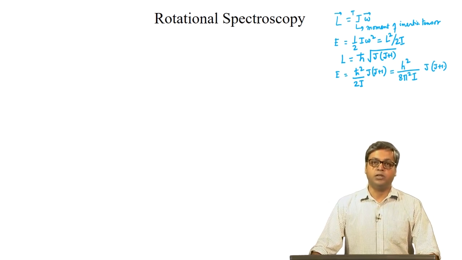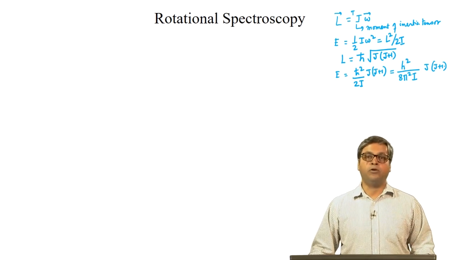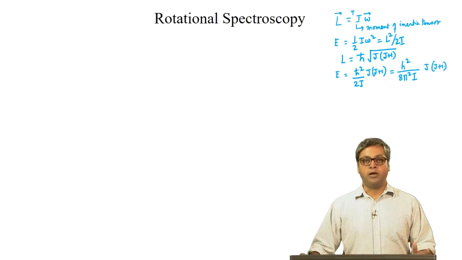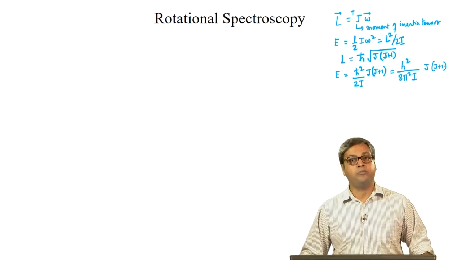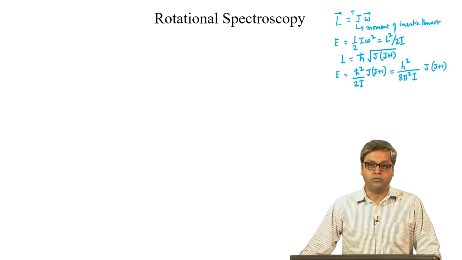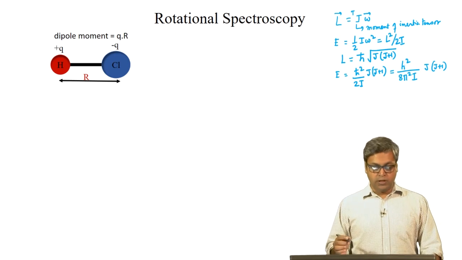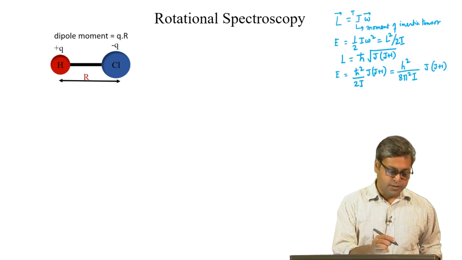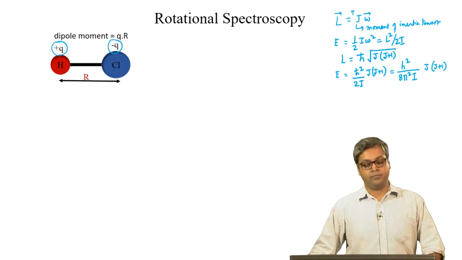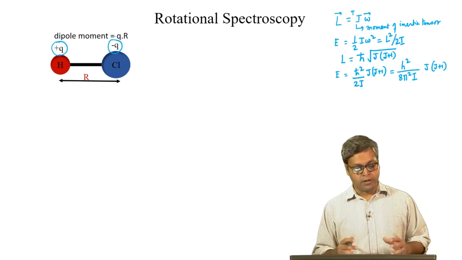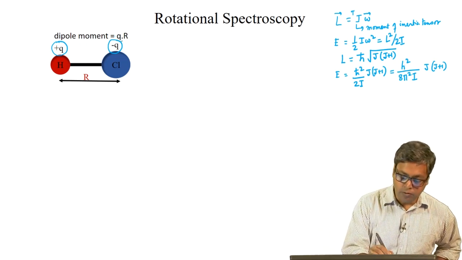So, before we go into details of the rotational spectrum for a diatomic rigid rotor, let us get a physical understanding of the origin of this form of spectroscopy. The primary condition for obtaining a rotational spectrum is that the diatomic molecule should have a permanent dipole moment. So, let us consider a diatomic molecule, for example, hydrogen chloride or HCl, which has a permanent dipole moment. Here we have this HCl molecule, and there is some partial positive charge on the hydrogen atom and some partial negative charge on the chlorine atom. And the hydrogen atom and the chlorine atom are separated by the internuclear distance r. So, the dipole moment is given by q times r.